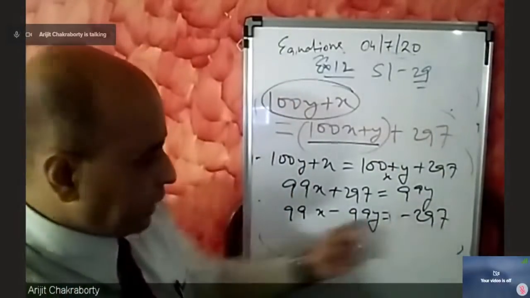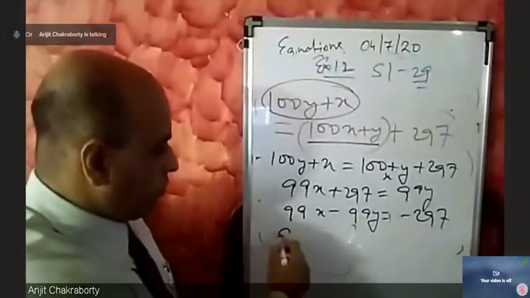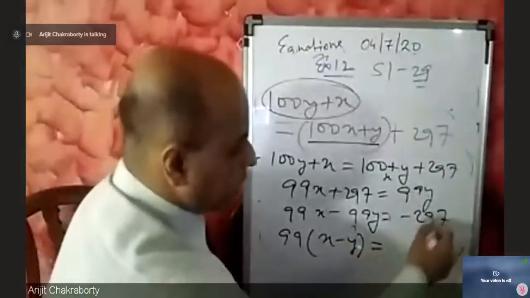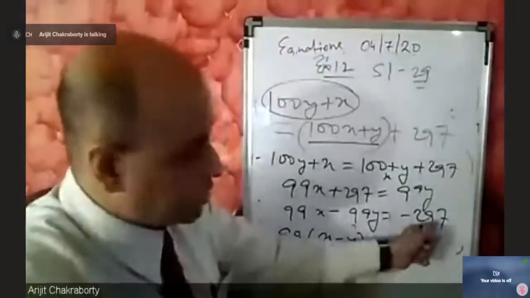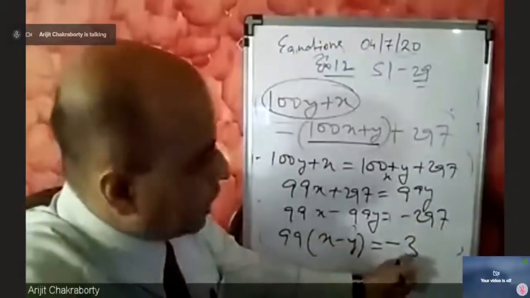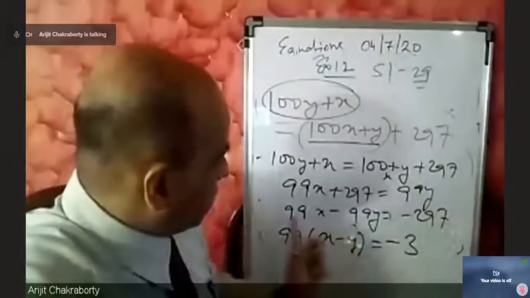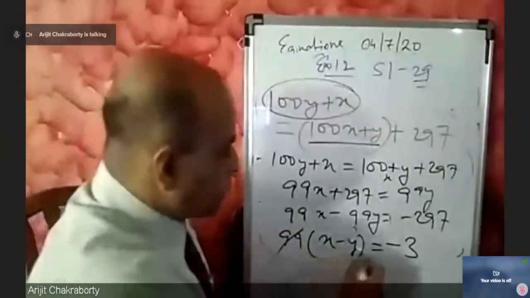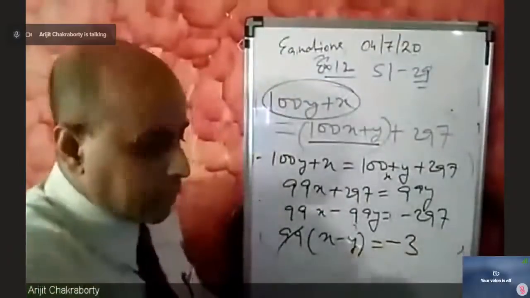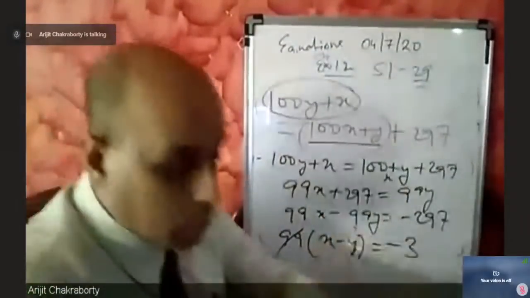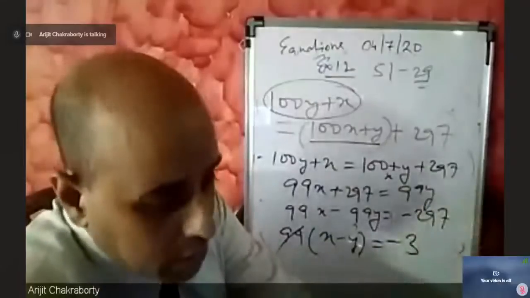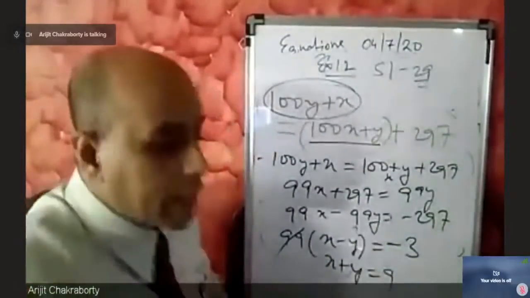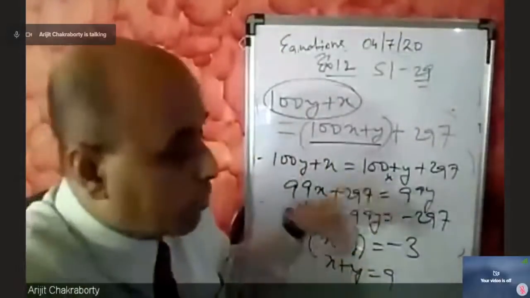If you take 99 common, because this is a large expression, we will take x minus y, and this side we have minus 3, because minus 297 divided by 99 gives us 3. So we have x minus y equal to minus 3. But it is clearly given in the problem that the sum is 9. So we know x plus y is 9, and now we know x minus y is equal to minus 3.